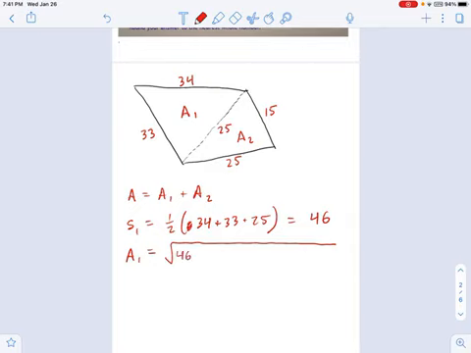This is going to be 46 times 46 minus 33, 46 minus 34, and 46 minus 25. So that's the semi-perimeter, that's what 46 is, minus each of the sides. You times those all together, times it by 46, square root, this whole song and dance we have to go through.